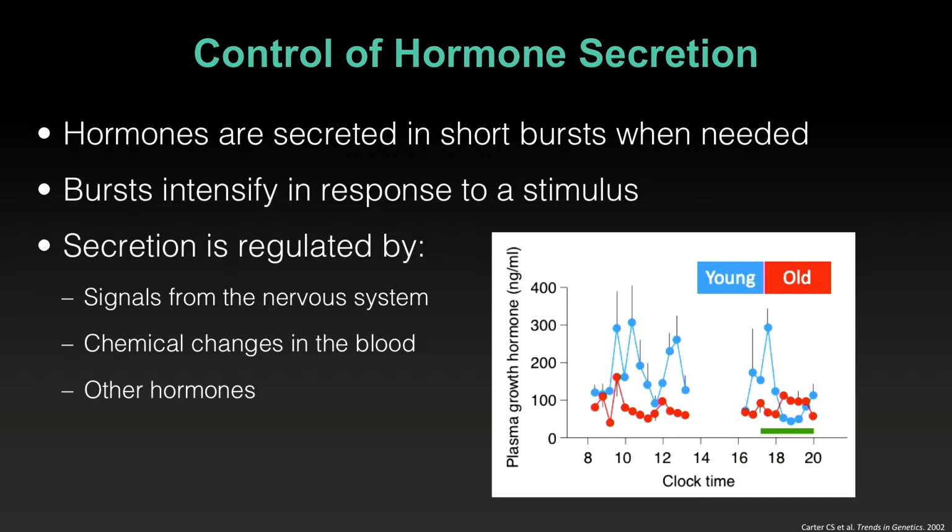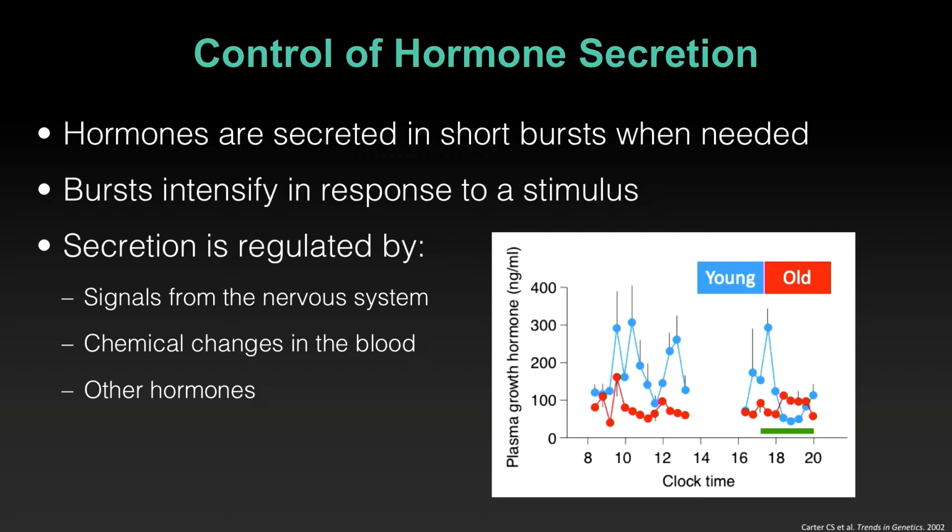And that obviously happens. Look at the difference between the young and the old individuals. Growth hormone release is blunted in the old individuals. As you get older, you release less growth hormone. Maybe that's good, maybe it's not good. Something changes the normal release of that hormone. Some other factor in the blood.